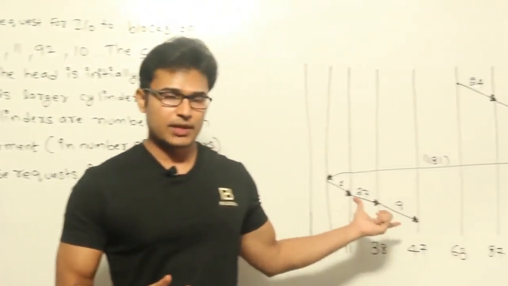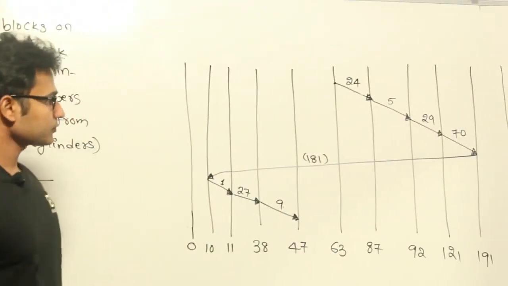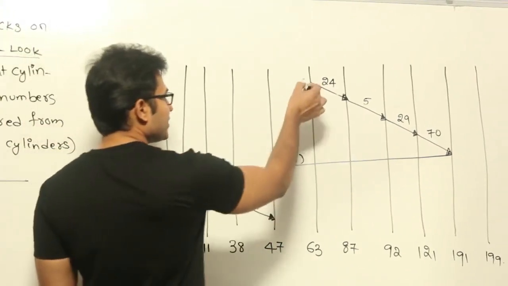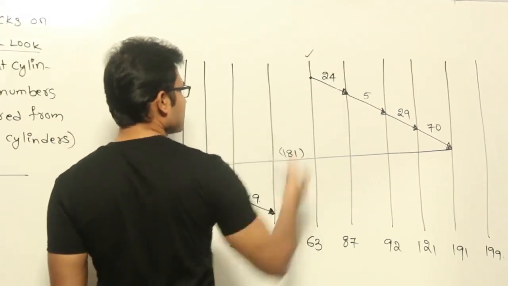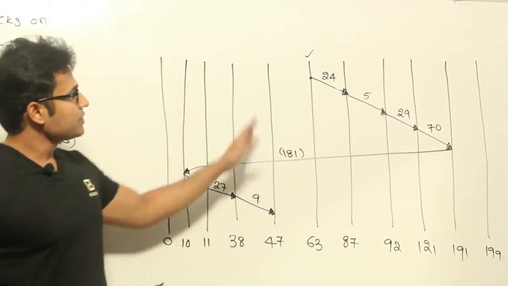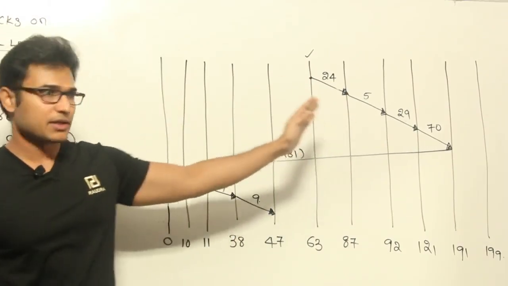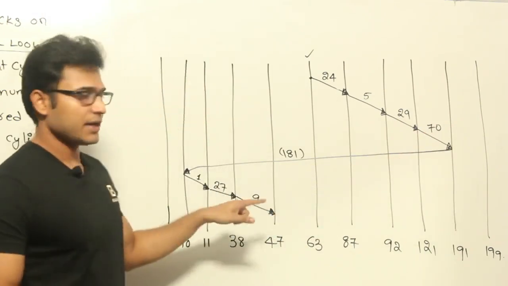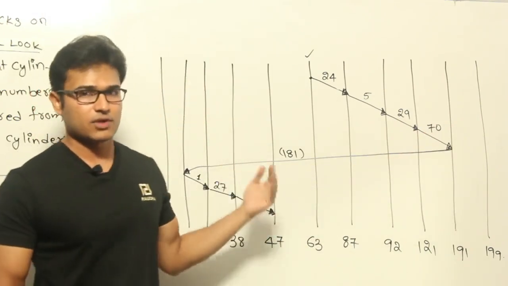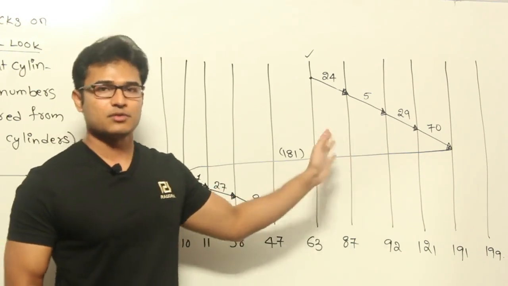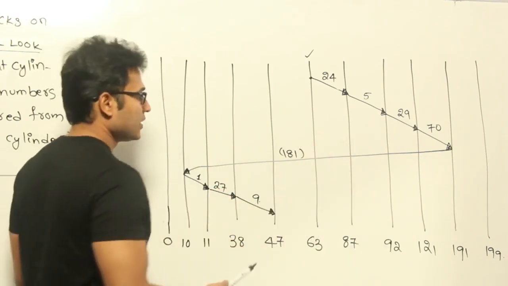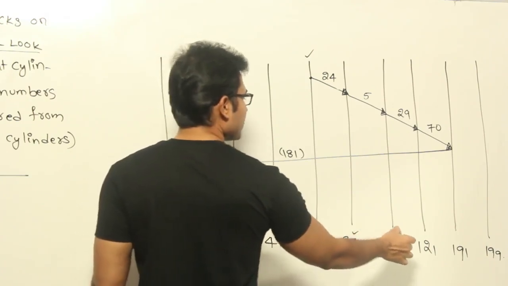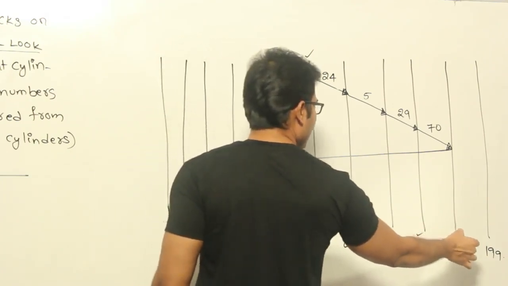I have drawn everything in this diagram. Now if you observe this, they have clearly mentioned that the read-write head is initially positioned at 63. This is where our read-write head is, right? And from 63 we are moving towards the higher side, which means from here we are moving towards the right side. While moving towards the right side, whatever requests we have, we are going to definitely satisfy all those requests, or provide service to those requests. So the requests which will be initially fulfilled are 87, 92, 121 and 191.